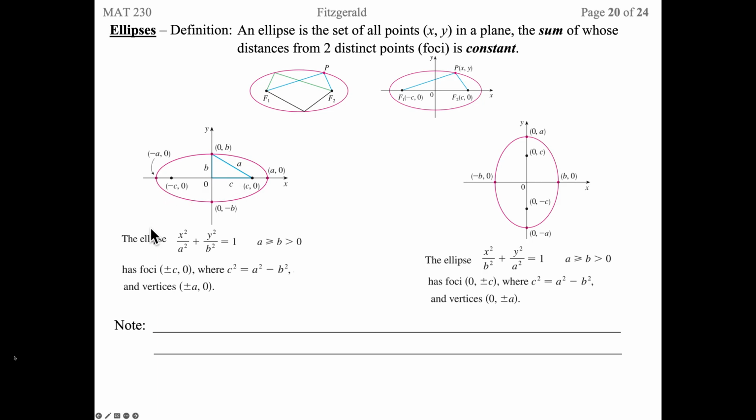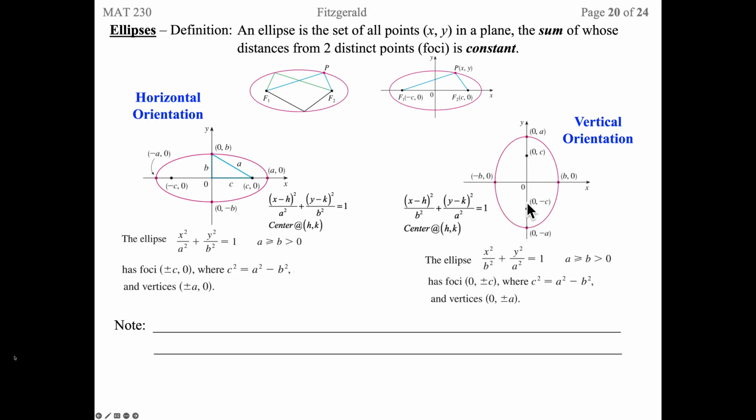Now, if a is underneath the x squared, you have what we call more of a horizontal ellipse. It stretches more along the x-axis than it does the y-axis. If we have a vertical ellipse, it's stretched more along the y-axis. And now your b squared is underneath the x squared. That's the shortest distance. And the a squared is underneath the y squared. Now we're counting more up and down. So these are all centered at the origin.